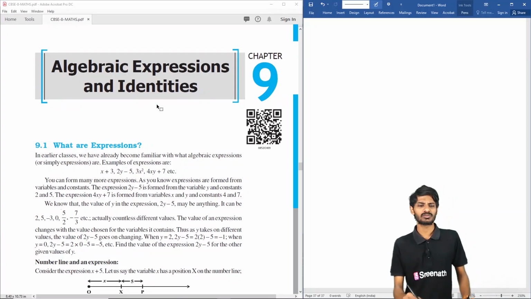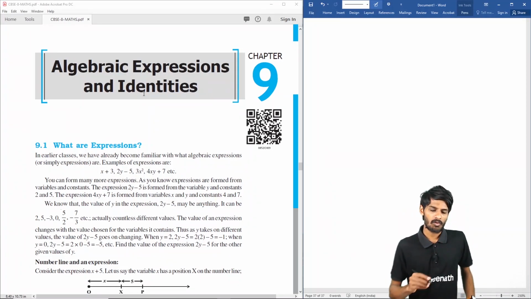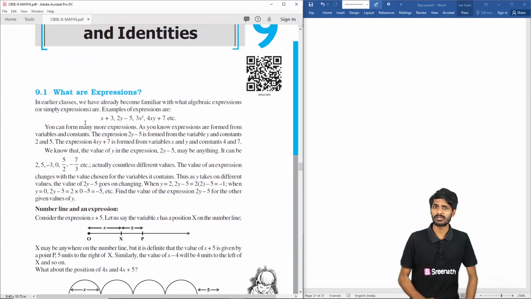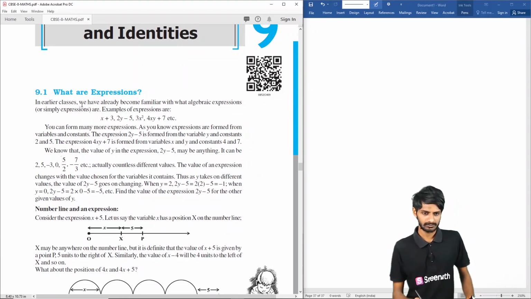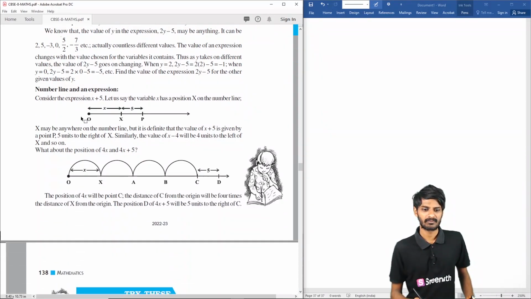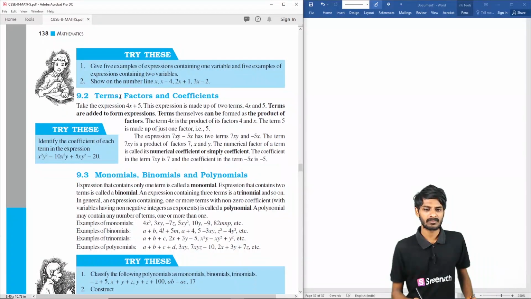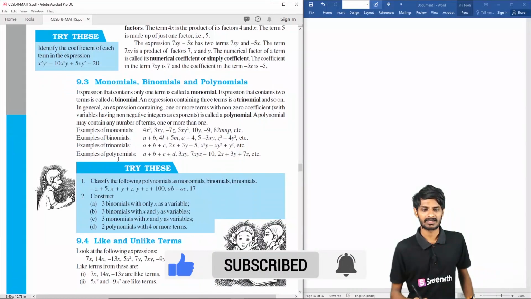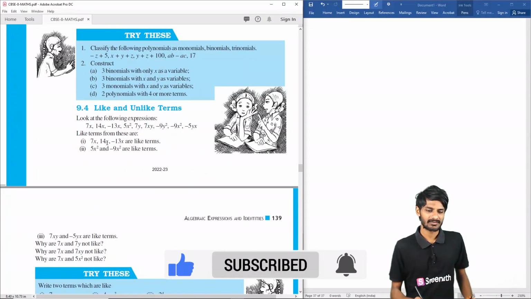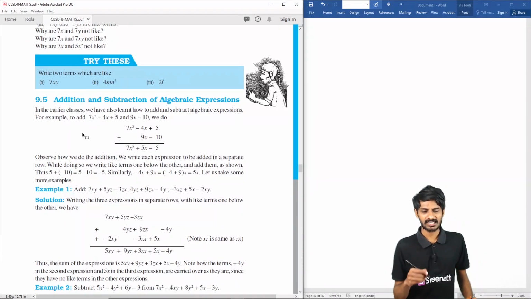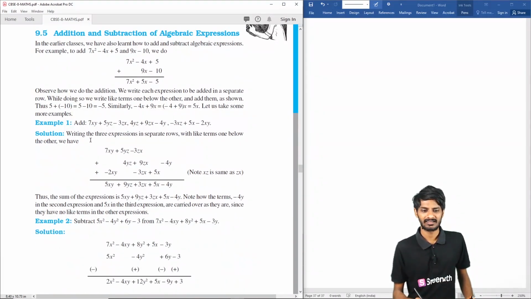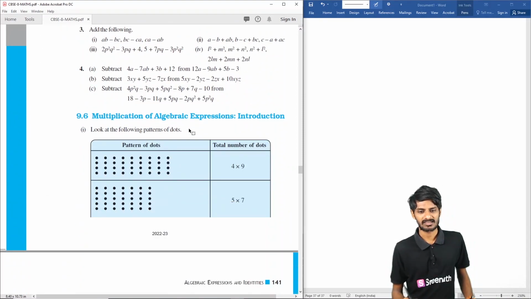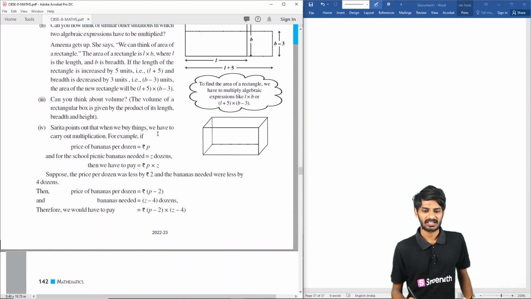So now we are going to see the overview of this chapter, that is algebraic expressions and identities. What we are going to learn. So what are expressions and terms, factors and coefficients, and monomials, binomials and polynomials, like and unlike terms, addition and subtraction of algebraic expressions, and multiplication of algebraic expressions. There is an introduction for.